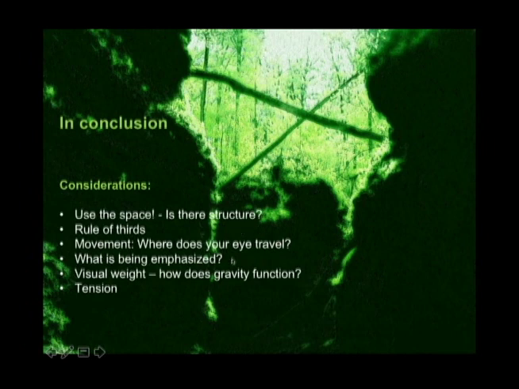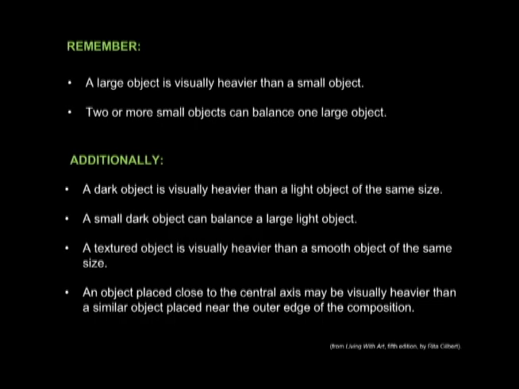Don't forget to create focal points which give the viewer's eye goals, points of emphasis that the viewer's eye can travel from one to the other. Don't forget to think about visual weight, how gravity functions, and the tension that you can create by playing with the viewer's expectations about gravity. A few other things to remember and think about. Large objects in general tend to be visually heavier than small objects. Two or more small objects can balance a large one.